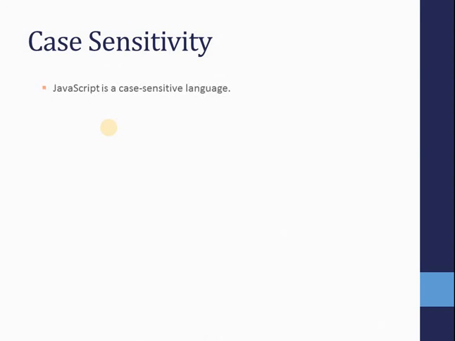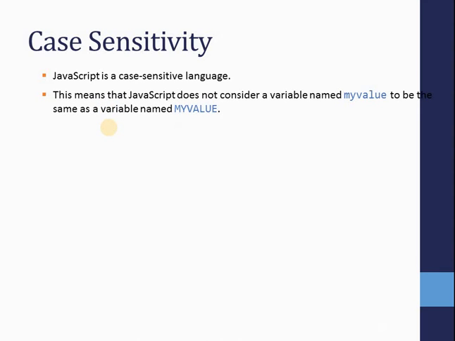Now, case sensitivity. JavaScript is a case sensitive language. What does it mean? JavaScript does not consider a variable named myvalue to be the same as a variable named MyValue. That means you have to be careful while programming in JavaScript, and make sure that you have written your function name or variable name with the correct uppercase or lowercase.